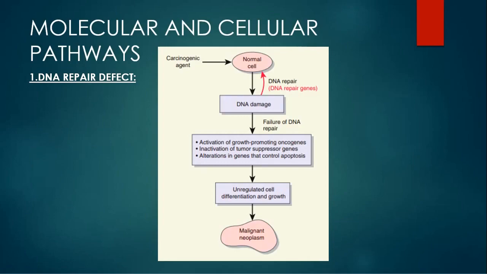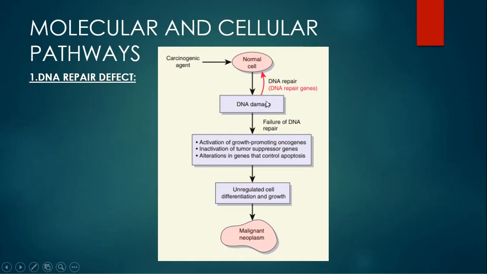Okay, so the next topic is molecular and cellular pathways. We'll talk about some of the mechanisms or pathways that actually aid in causing cancers. Among them, the first one is DNA repair defect. This is a normal phenomenon that occurs, the DNA repair phenomenon. For example, if a cell is exposed to any toxic agent, it causes DNA damage in the normal cell, and there is a normal mechanism in most of the cells in which the DNA repair genes act and they repair the DNA.